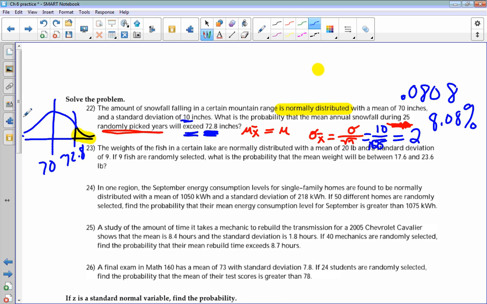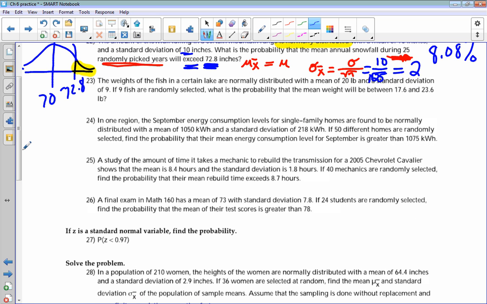So all of these are similar. I'm going to make sure that every time I do it, there are more than one selected. Here, there's 9 selected, so I'm going to use the same formula. Next, we are doing 50 different, so again, central limit theorem. And here, if 40 mechanics are randomly selected, again, 40, it's greater than 30, all these are greater than 30. I'm going to go ahead and use my central limit theorem, get my new standard deviation, and go through the problem. Same here, I'm still at 40.